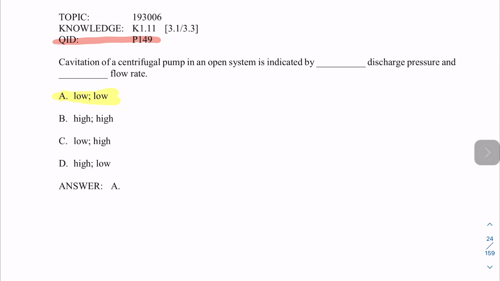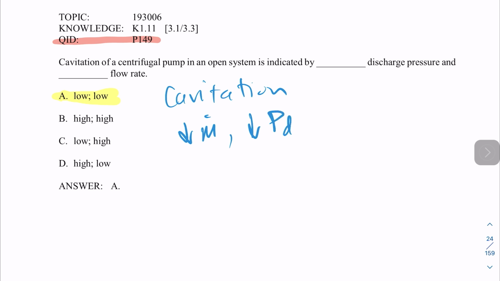So it says question P149, cavitation of a centrifugal pump in an open system is indicated by, so we have low discharge pressure and low discharge flow rate, right? That's what's going to happen with cavitation. So for cavitation, we already talked about that, it is low discharge flow rate and low discharge pressure.